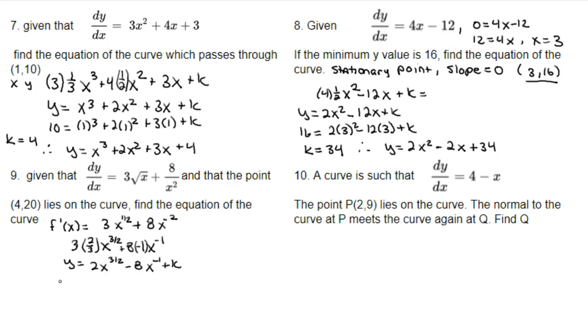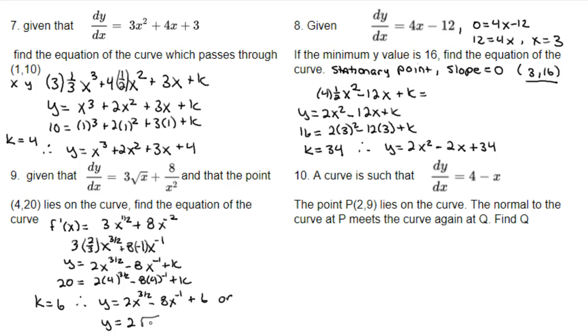If you're actually finding the original equation, then you need a point. In this case, it's (4, 20). We substitute the 20 in for y and the 4 in for x. We find out that k is equal to 6. And then we get the original equation is this, which could be written this way with powers, or we could go ahead and undo it, and it would be the square root of x to the third minus 8 over x.